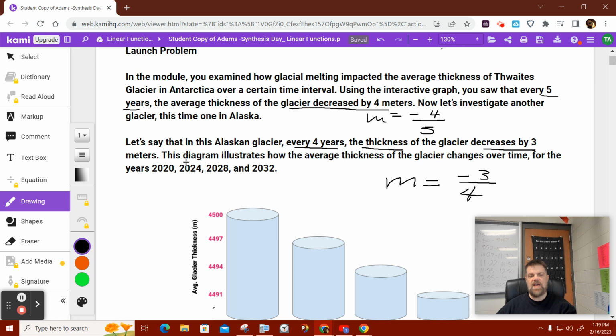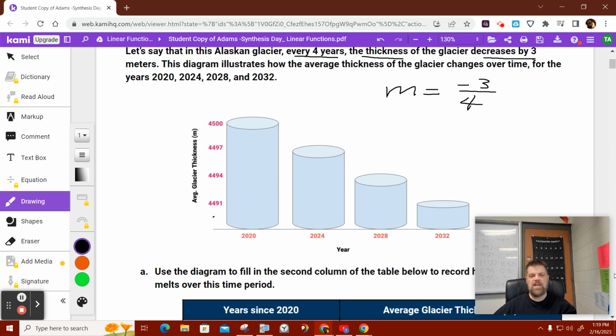And then it says, the diagram illustrates the average thickness of the glacier over time from the years 2024, 2028, and 2032. So, again, in 2020, that equals 4,500. You could think of this as 0. You could think of this as 4. You could think of this as 8 years after 2020. And you could think of this as 12 years. And so then we're going to have the following points, 0, 4,500.